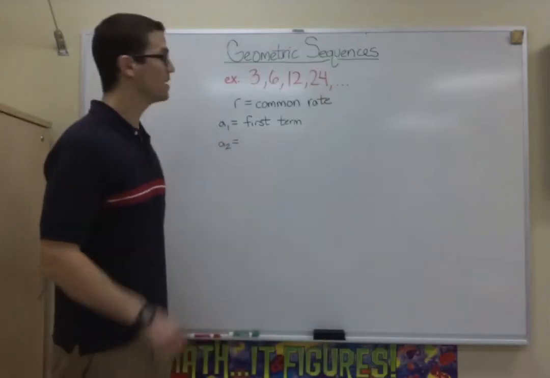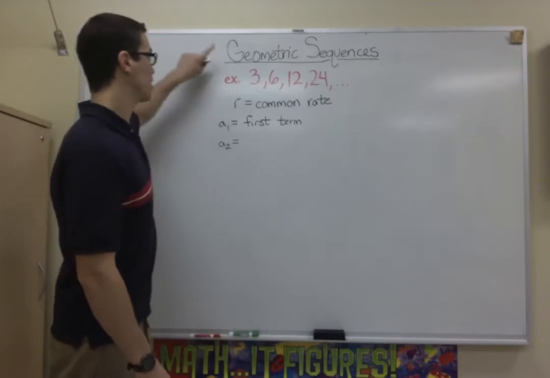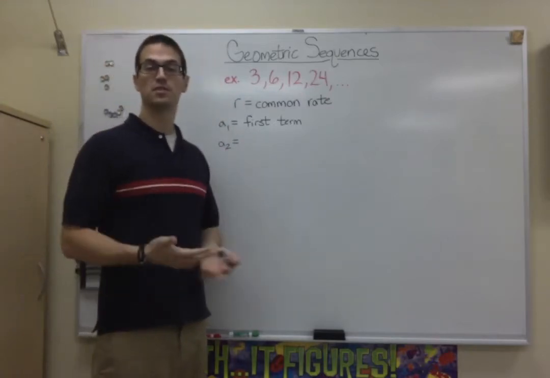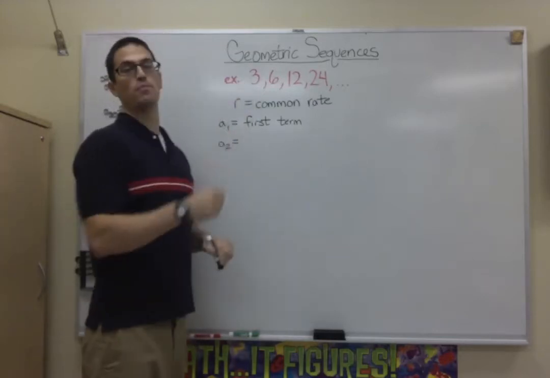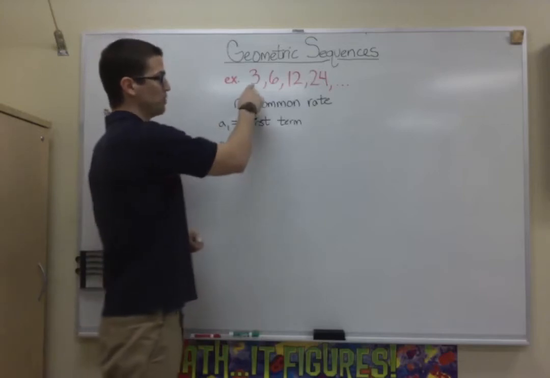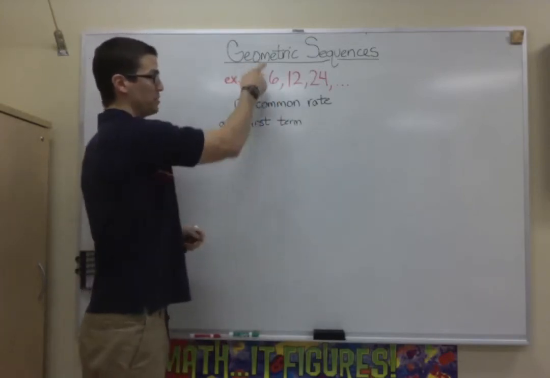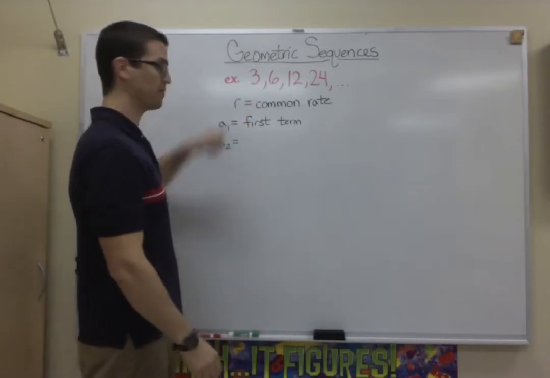So we already discussed the intro to sequences and arithmetic sequences. Now we're going to go to geometric sequences. Geometric sequences are really similar to arithmetic sequences, only instead of adding to go from one number to the next, in geometric you're multiplying by a certain common rate. Before it was a common difference d. With geometric sequences it's a common rate, and it's got the variable r.